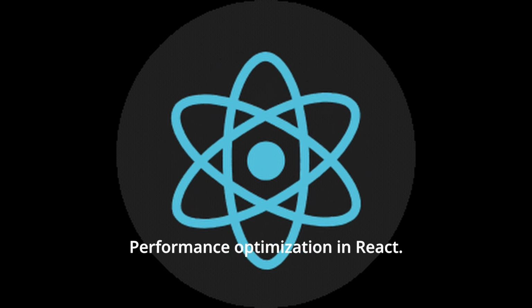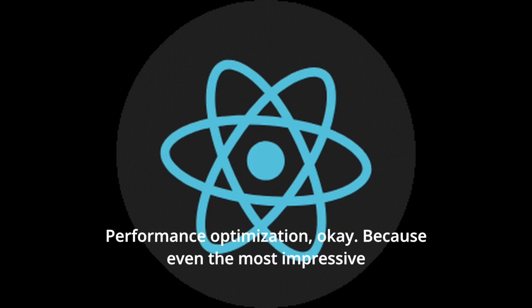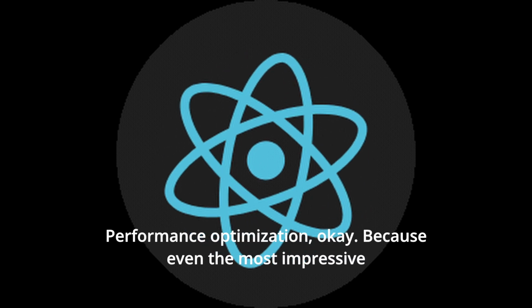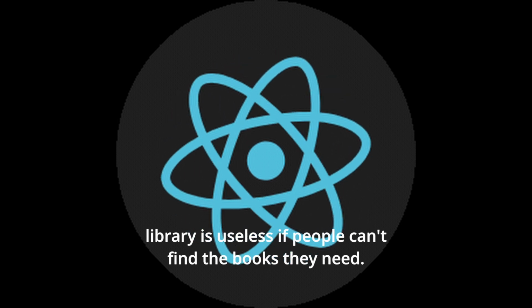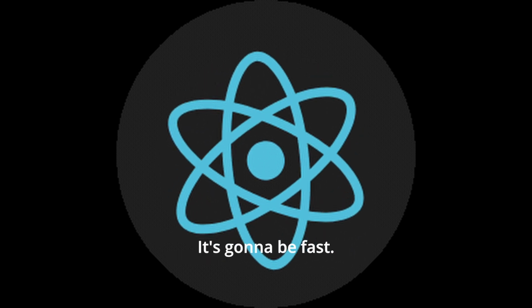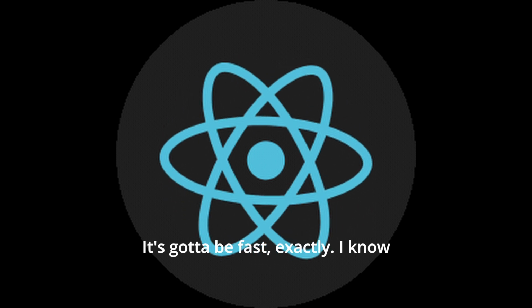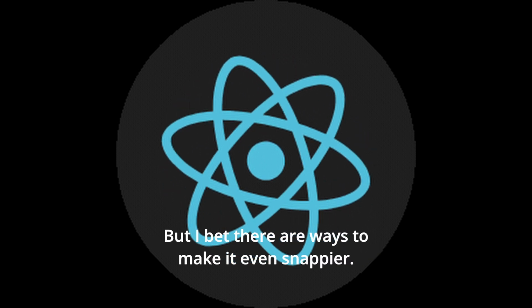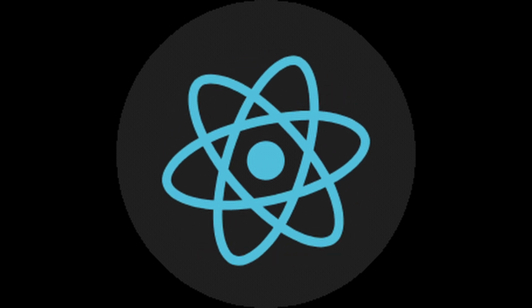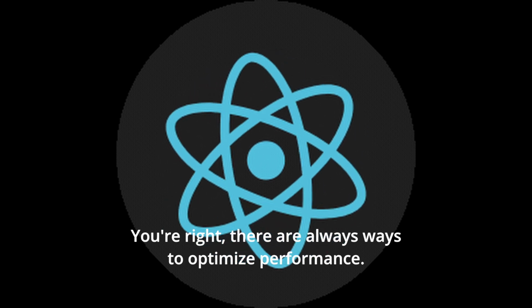Performance optimization in React. Because even the most impressive library is useless if people can't find the books they need. Exactly. It's got to be fast. I know React is generally known for its speed. It is. But I bet there are ways to make it even snappier. You're right. There are always ways to optimize performance.